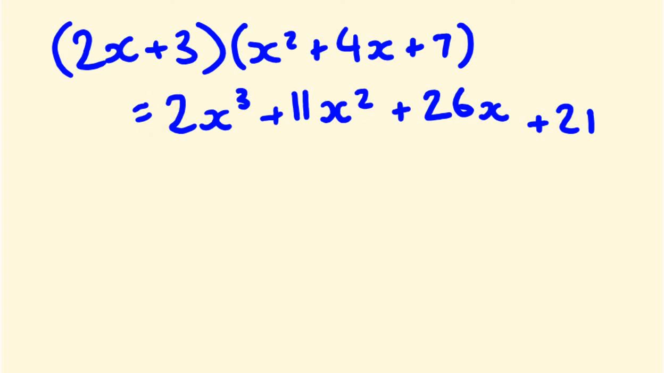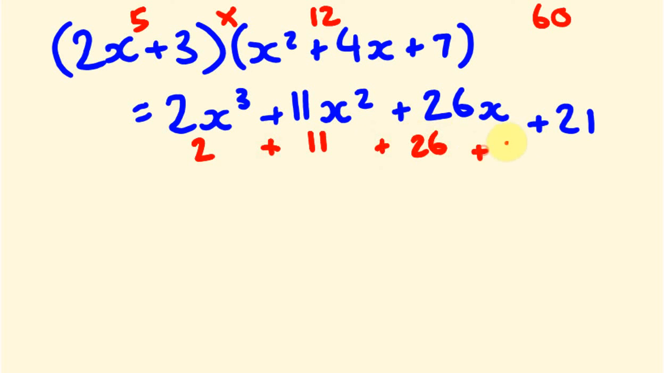And we can check our answer here, which is always great practice. So we're going to put a 1 into our x's. So 2 plus 3 is 5. 1 plus 4 plus 7 is going to be 12. And we're going to multiply these. We get 5 times 12, which is 60. Okay, this becomes 2 plus 11 plus 26 plus 21. So let's add those together. 2 plus 11 is 13. Plus 26 is going to be 39. Plus 21 is 60. Okay, so our answer is a good answer.